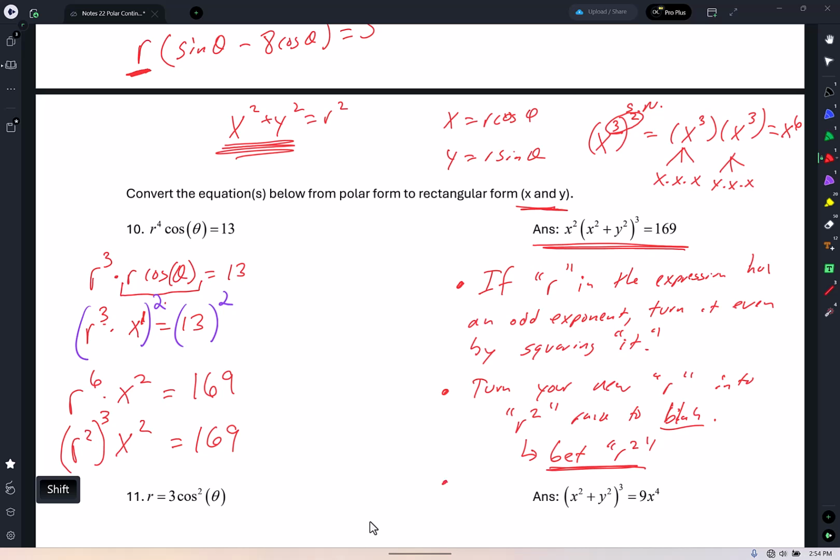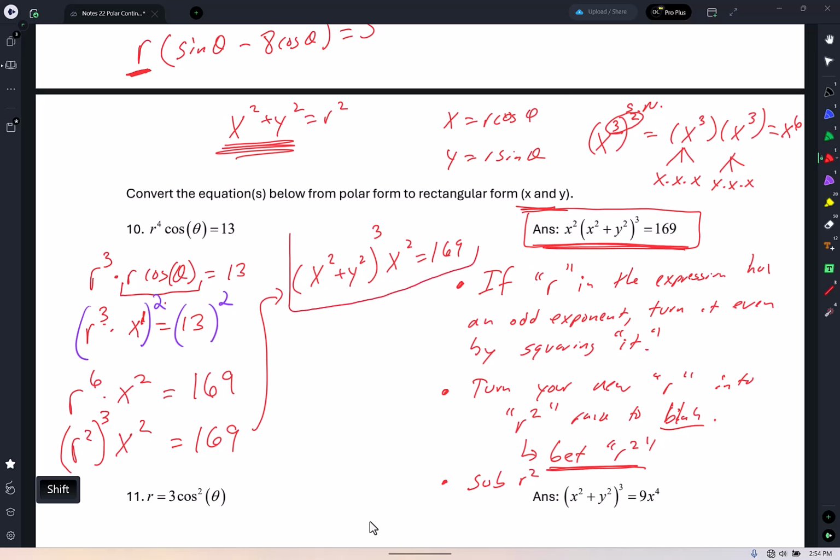Yep, that's it. That's my last. So my third bullet, I'm going to say substitute r squared. All right, so here it is. I'm just going to substitute. So parenthesis, x squared plus y squared raised to the power 3, times x squared equals 169. Is that what they have here on the side? There it is. We got the answer. We did it, guys. Level 1.